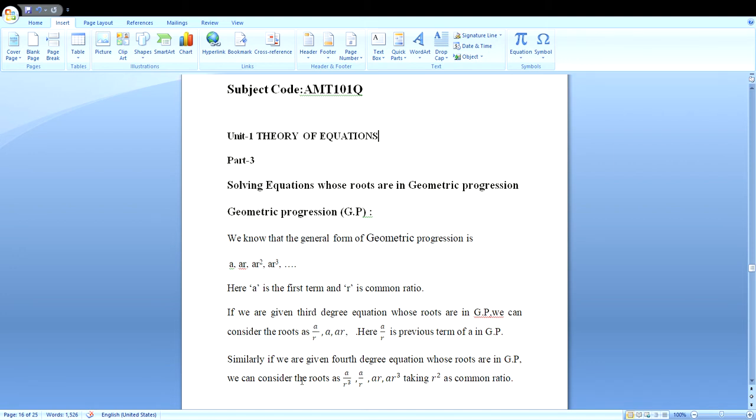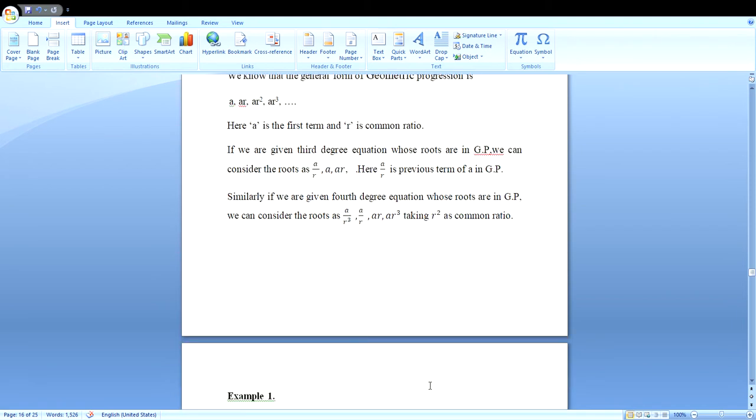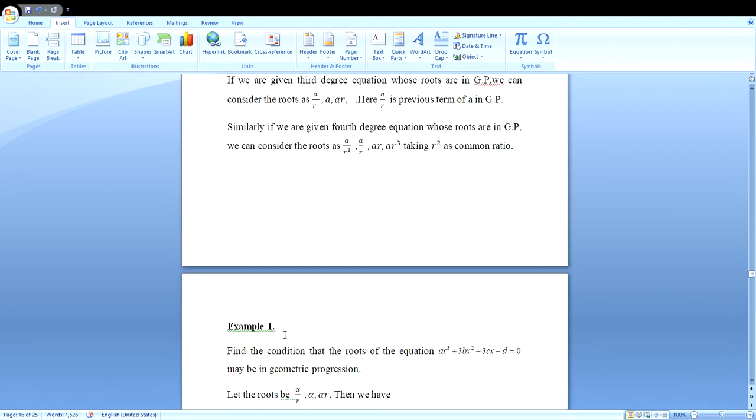Similarly, if we are given a fourth degree equation whose roots are in GP, we can consider the roots as a by r cube, a by r, ar, ar cube. Here we take the common ratio r square. Let me explain some examples.